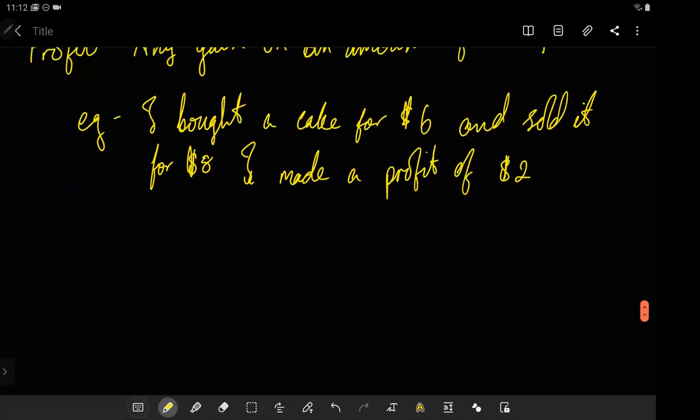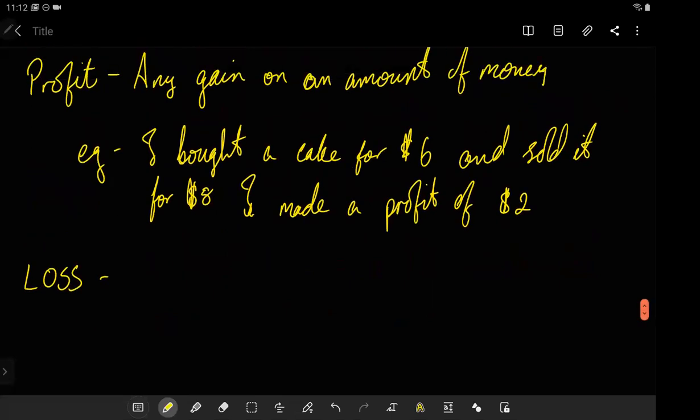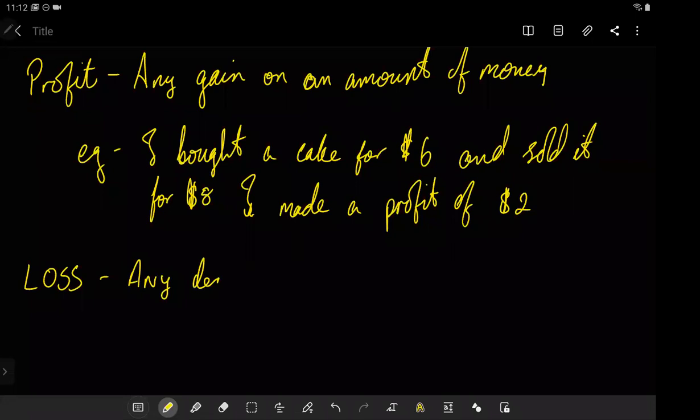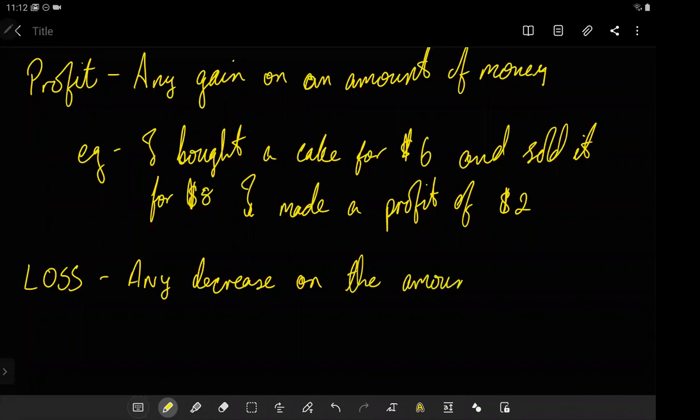Cool. What about loss? A loss is where you pay for something and you sell it for less, so you make a loss on it. Okay, good. So a loss is any decrease on the amount of money, just vaguely speaking here.